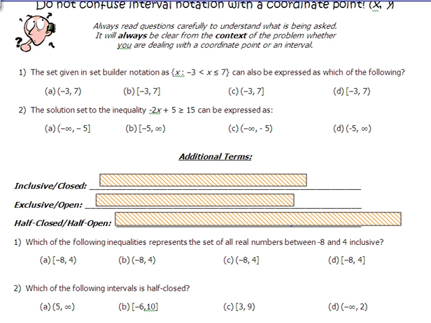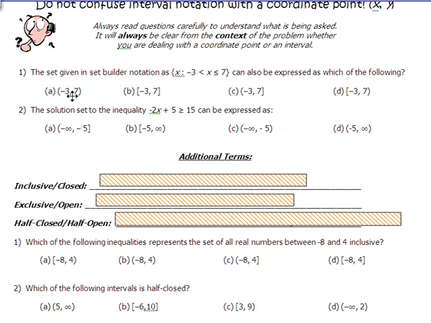All right, little comment at the top there. Do not confuse interval notation with a coordinate point. You have to consider the context. Am I talking about sets or am I talking about the coordinate plane? Parentheses are used in different circumstances with different meanings. In the first example, they're obviously talking about sets here. I'm not talking about the point -3, 7. I'm talking about the interval -3 to 7.